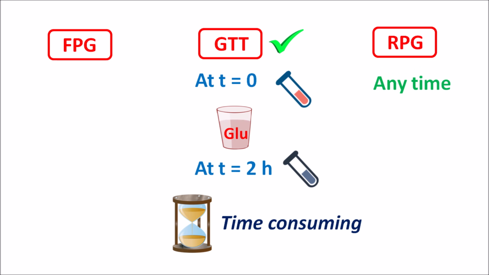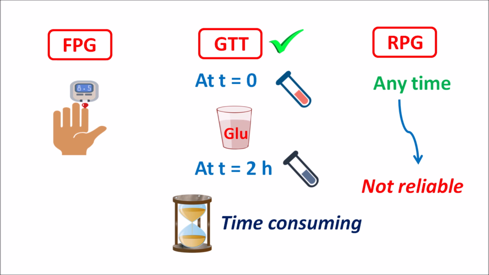And the random plasma glucose test can be done at any time during the day, but it is not completely reliable because the glucose levels are highly variable with food intake and other conditions. Finally, FPG, fasting plasma glucose, is one of the reliable tests for diabetes, and here the finger prick test is available which can be done at home. So FPG is one of the easily available tests to assess the glucose levels within the plasma.